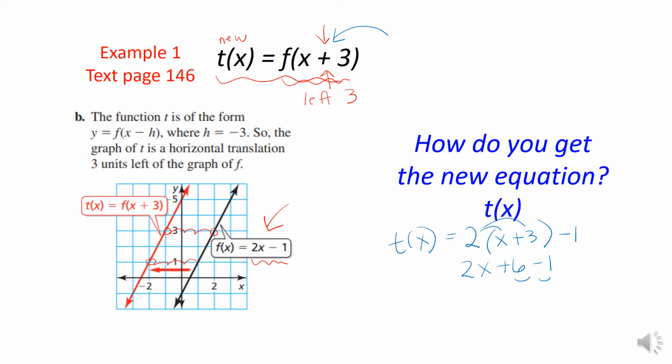Simplify. The t of x is 2x plus 5. So now I'm going to check out my graph to see if it matches. Yep, my y-intercept is 5, and my slope is up 2 over 1. It's the same, so I've got my new equation. So that's how you would find the equation using the information that they gave you. Okay, you would apply it to the argument only.